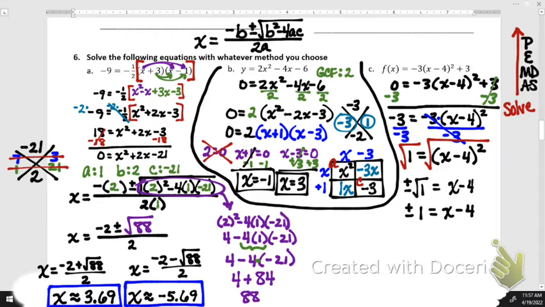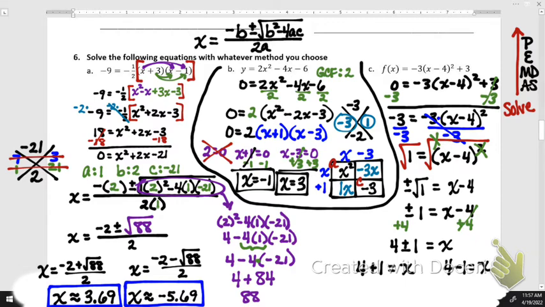Why did I drop the parentheses? Because you cancel that with the exponent. I canceled out the exponent, so I didn't need them anymore. There was nothing else over there. Then you add 4 to both sides. So it'll be 1 plus 4, so it'll be 5, and then 1 minus 4. So x equals 5 and x equals negative 3.